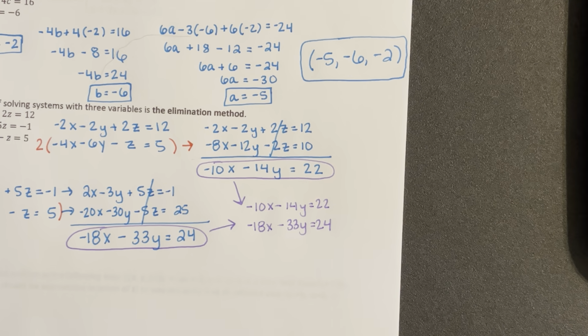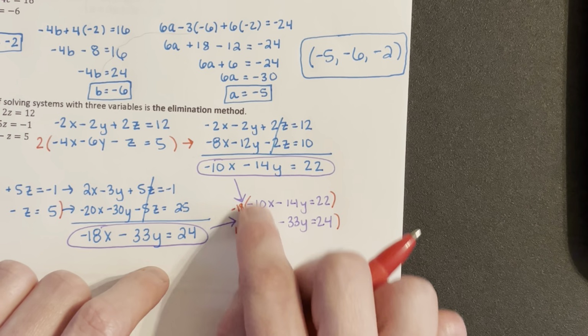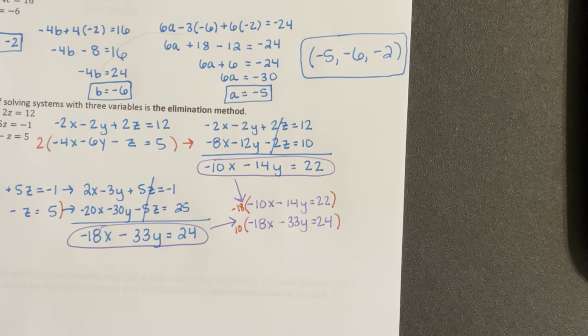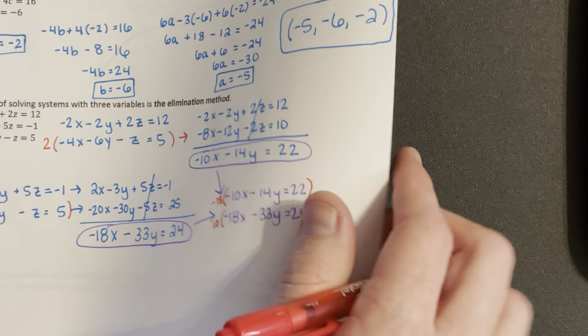I'm going to take the top one and multiply by negative 18, and the bottom one and multiply by 10. Now, I notice I chose negative 18 and not a positive 18, because if I want these to eliminate, I need them to be opposite signs. So one of them will have to be a positive, one will have to be a negative. All right, I'm kind of running out of room, but this would end up being, let's move this down.